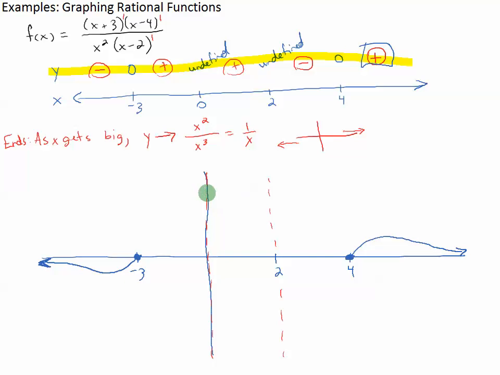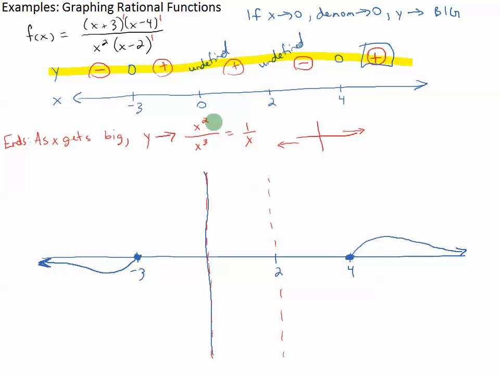Now the question is, what happens near these values of 0 and 2? Well, if x is 0, or if x is approaching 0, my denominator approaches 0. And so if I take a number and divide it by something really small, I get a really big y value. Y is big, and it could be positive or negative.